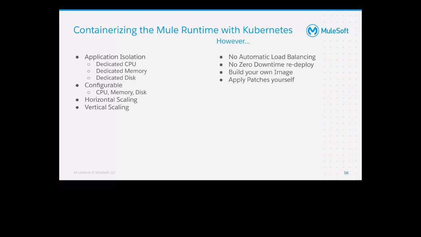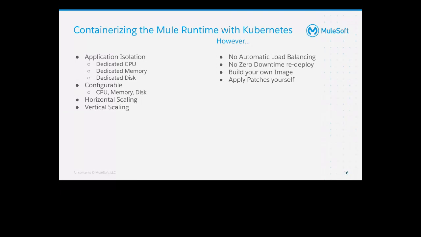Where in CloudHub, if you redeploy your application, CloudHub will start your new application, and by the time it's fully functioning and operational and can receive requests, that's when the old application is turned off. So that means zero downtime. There's not a single request that gets lost. And that is a feature of CloudHub, but you would have to build that yourself when you containerize your Mule runtimes.